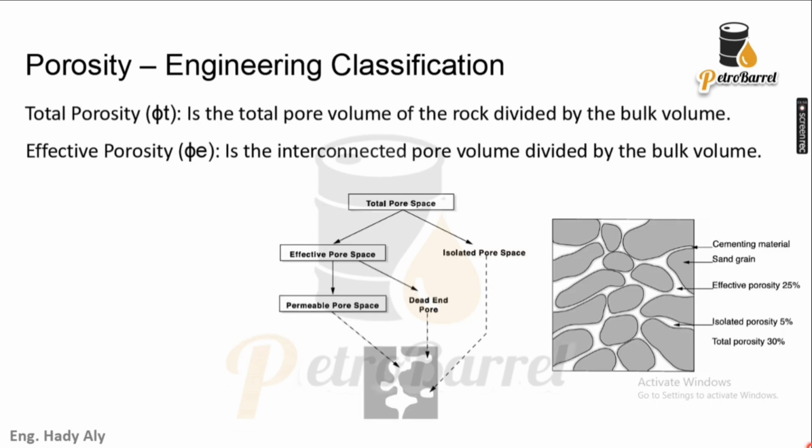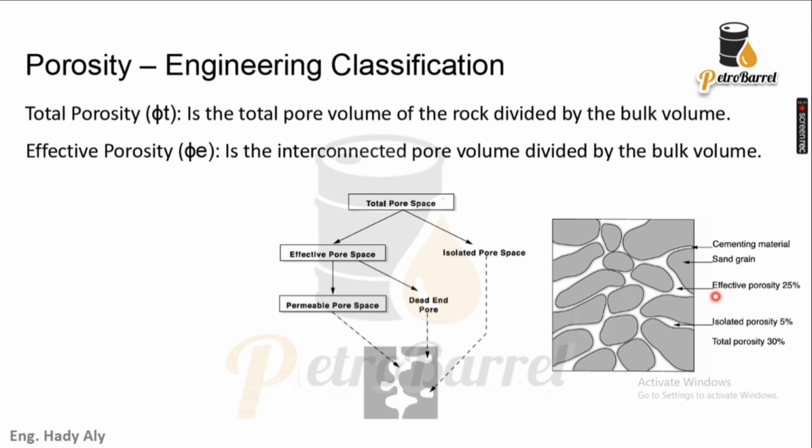And finally, based on the engineering classification, we have total porosity, effective porosity, and isolated porosity. As you see in this figure, we have effective porosity, we have isolated porosity, and we have total porosity. So let's imagine that we have pore spaces which have white color, we have matrix which has gray color, and in the effective porosity or effective pore spaces, I don't see any obstacles inside these pore spaces.